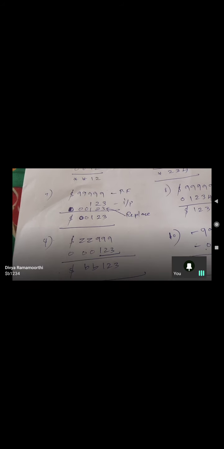Dollar B 1 2 3 4. Very good, very good. My Ritik, Divya. Okay, good, very good, very good.